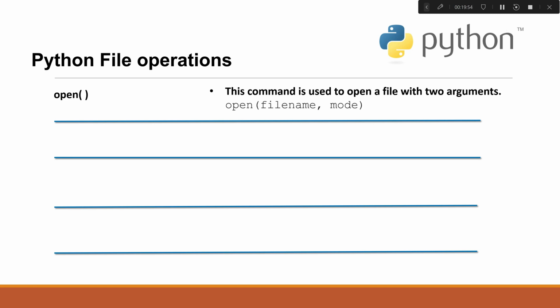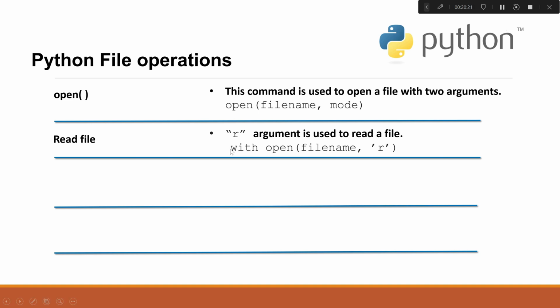To open a file in Python, this is the command that we have to pass. With the open statement, we have to mention two arguments. One is the file name, and the other one is the mode. To read a file, we need to use the argument r in lowercase. This is the syntax we are going to use: with open, the file name we will mention over here, and this is the mode operator that we are going to use. This is for read purpose. This operator has the ability to read only the file.